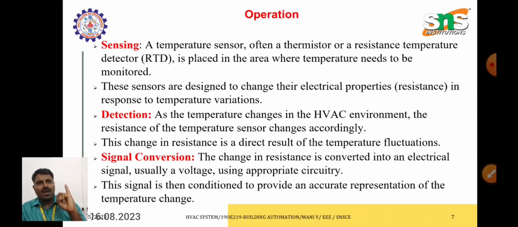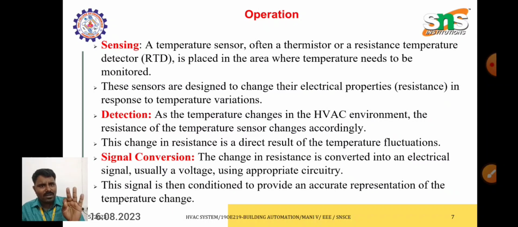That is the first one. The second one is detection. If the resistance gets changed, it is directly proportional to the temperature changes in the building or in a particular environment. So we have to detect whether the resistance changes or not. If the resistance changes, it is directly proportional to the temperature changes in the environment. So we have to detect the change in temperature.